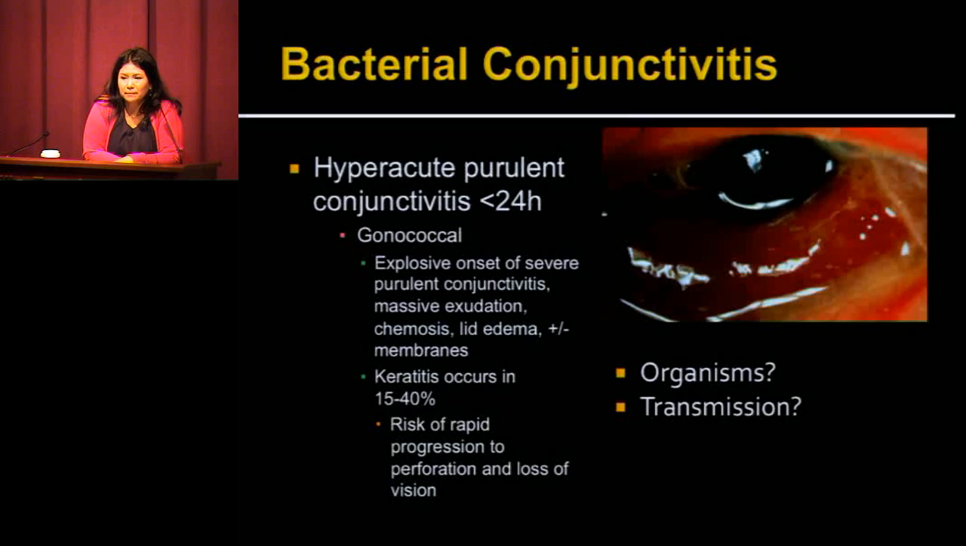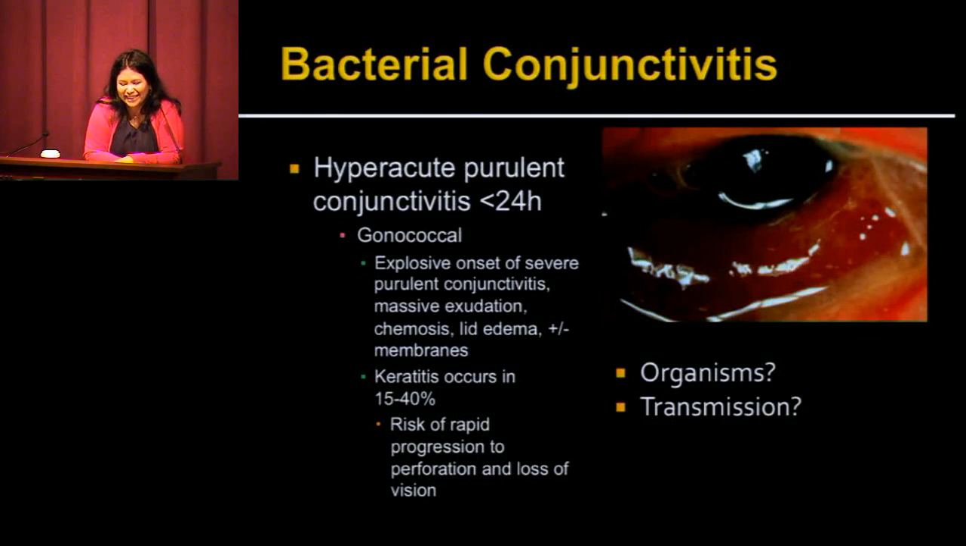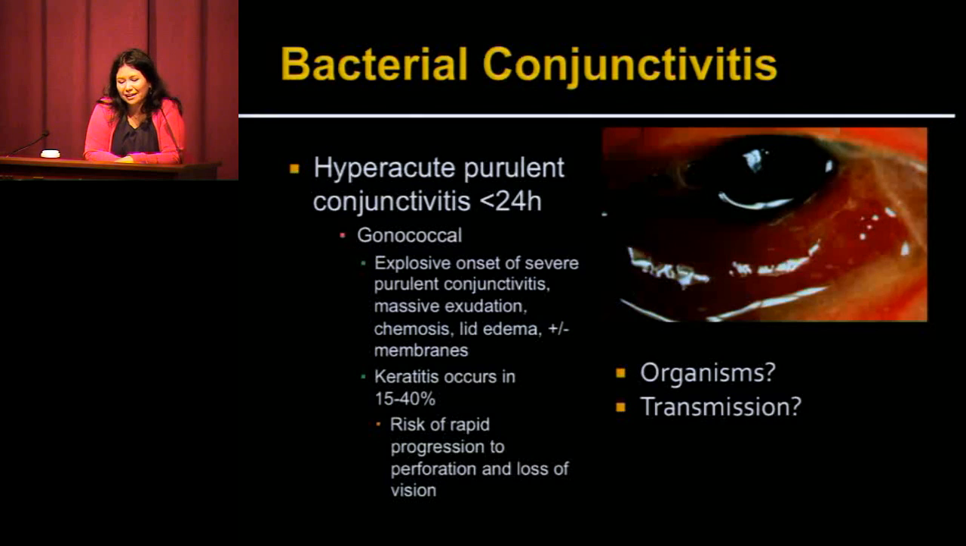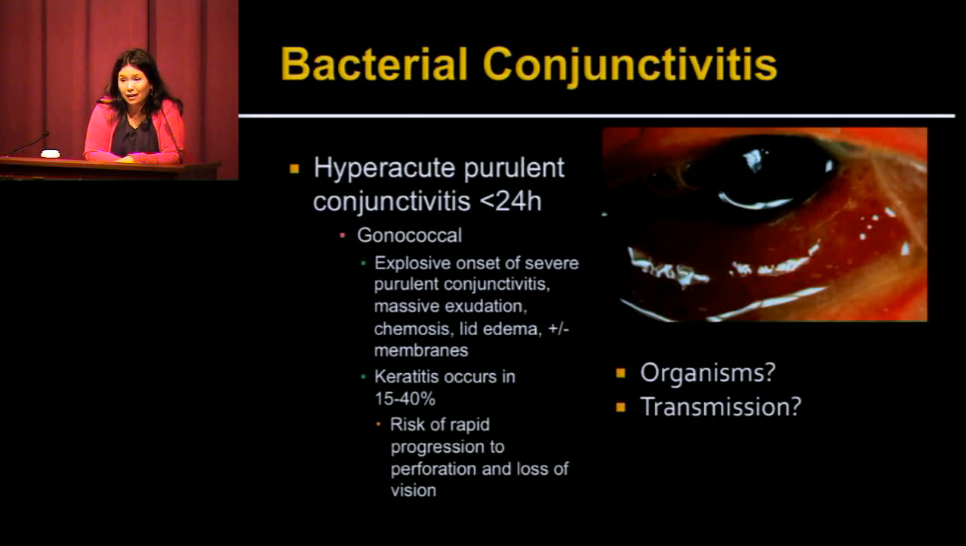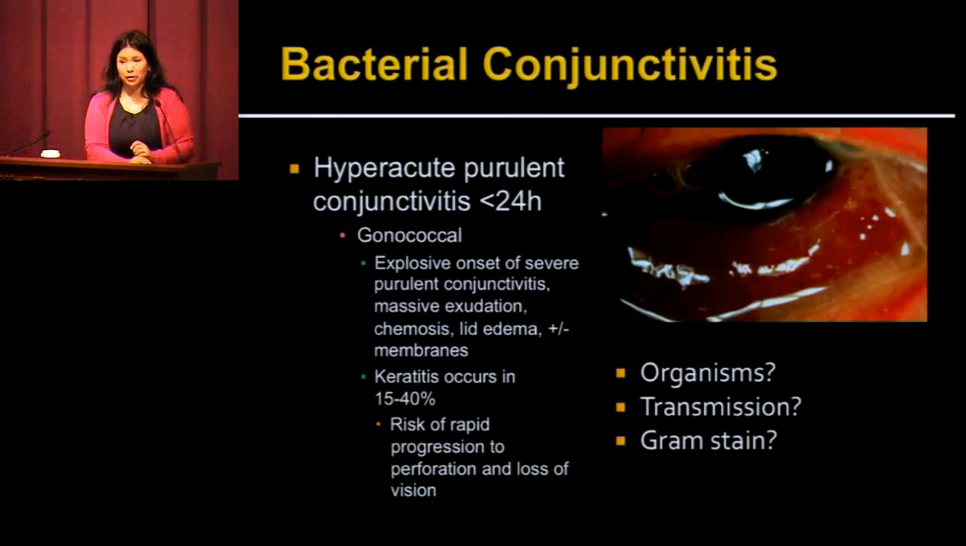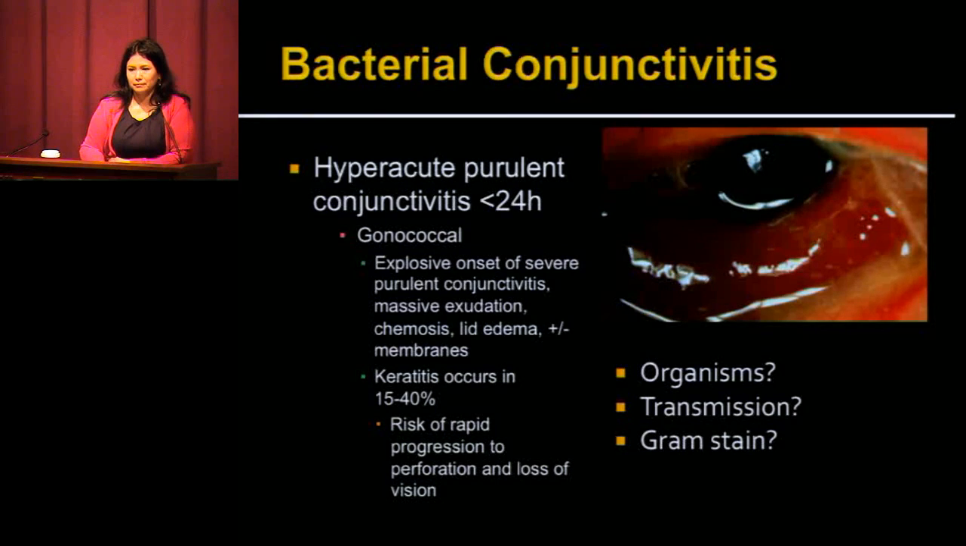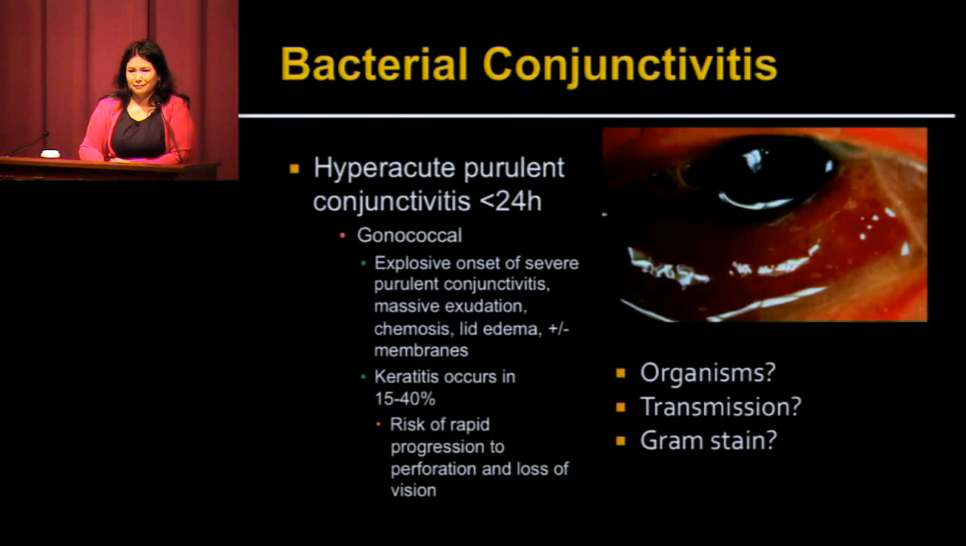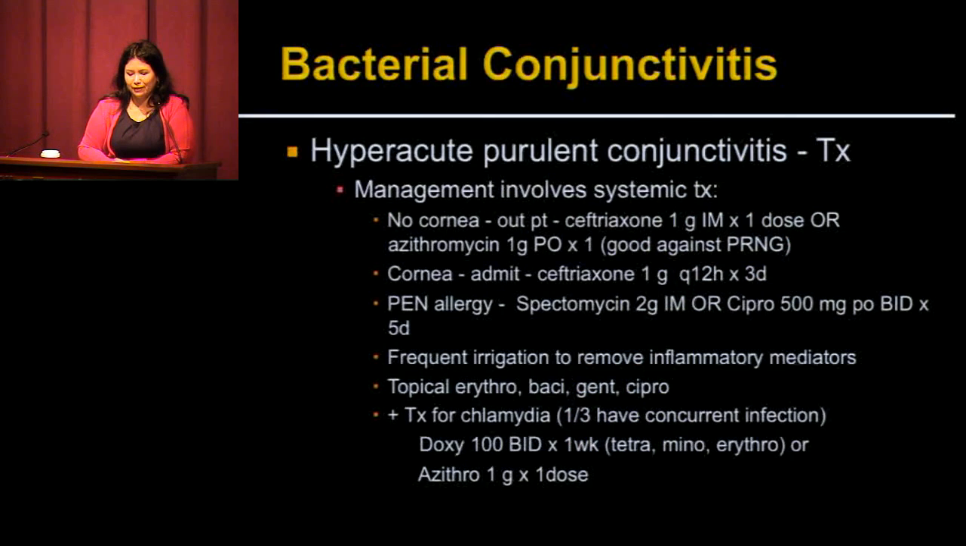And transmission, three main ways. That's it. I should have that on the slide, a little sound effect. But yes: genital-eye, genital-hand-eye, and maternal-fetal during vaginal delivery, especially if there was rupture of membranes, you have to suspect it. Okay, so what do you see in the gram stain? Gram-negative diplococci. You got it. All right. Very good.